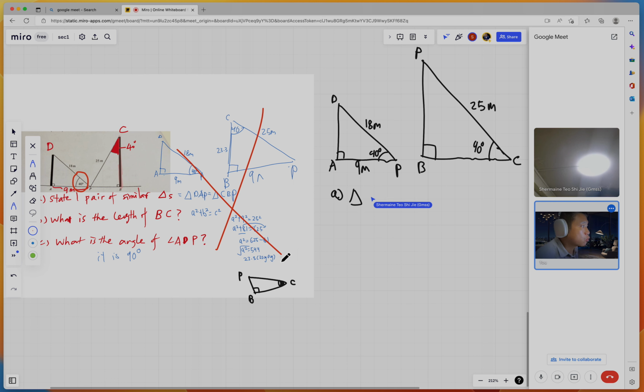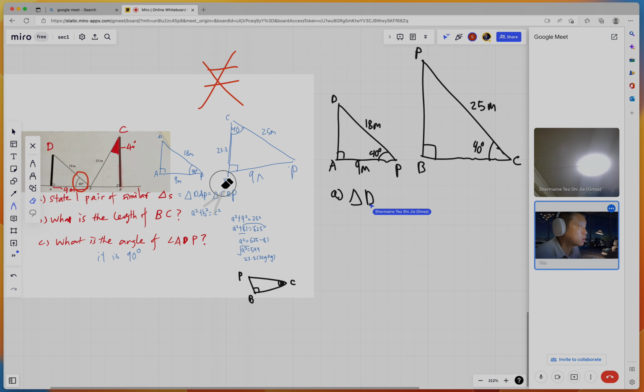It's not equal. You are so lazy. It's not equal. It's similar. You need to write "is similar to" in words. Equal is wrong. Who asked you to write equal here? Who taught you to write equal?